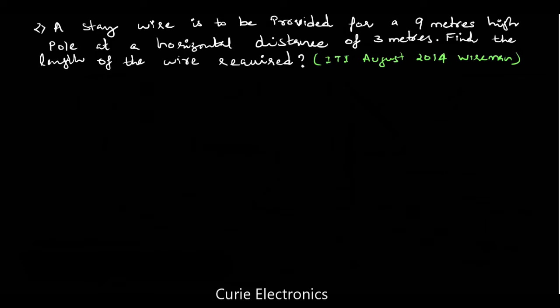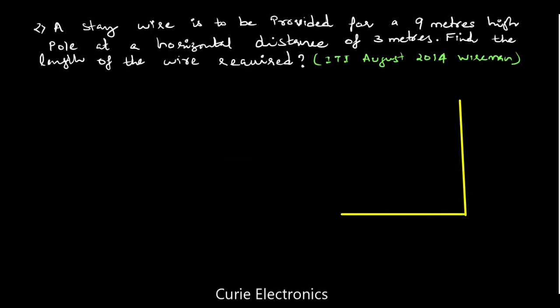So this is a previous year question. A stay wire is to be provided for a 9-meter high pole at a horizontal distance of 3 meters. Find the length of the wire required. Actually, I don't know the meaning of stay wire, but the remaining part of the question gives what it is. For a pole of 9-meter height. This is the pole. So 9-meter height.